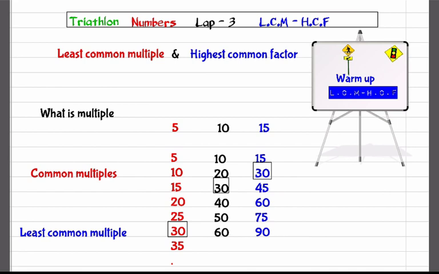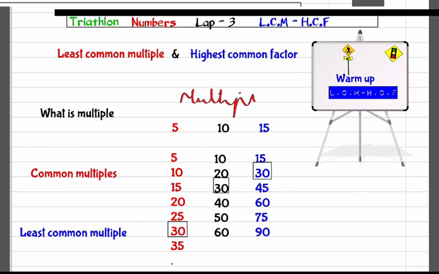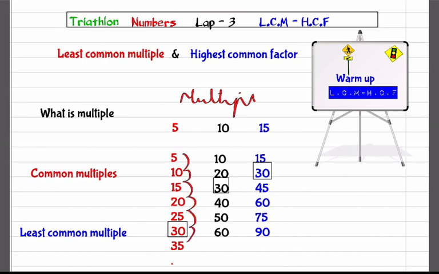There are not many questions related to lab 2. So let's start with lab 3, which is on LCM and HCF. So what is LCM? Least common multiple. But first of all, what is a multiple? What are the multiples of 5? 5, 10, 15, 20, 25, 30 and then 35. The multiples of 10: 10, 20, 30, 40, 50, 60. The multiples of 15: 15, 30, 45, 60, 75, 90.